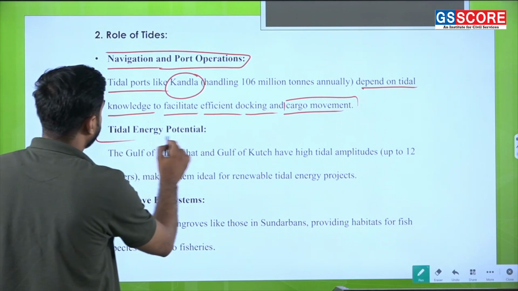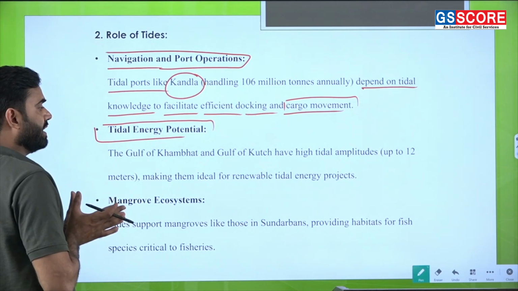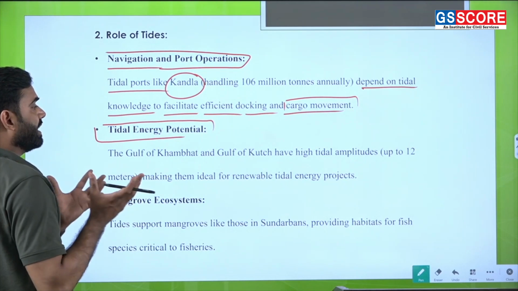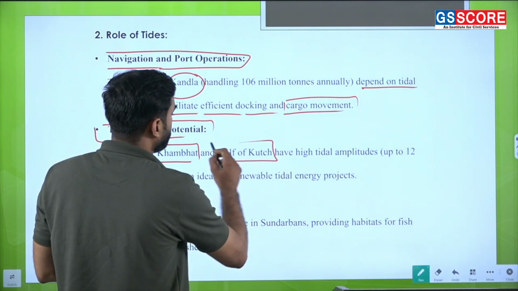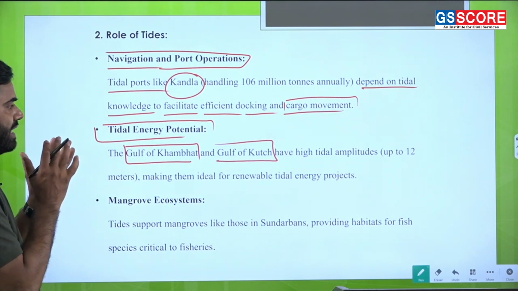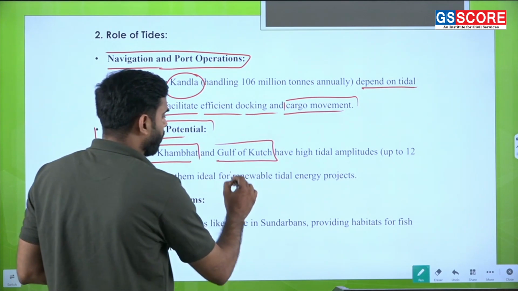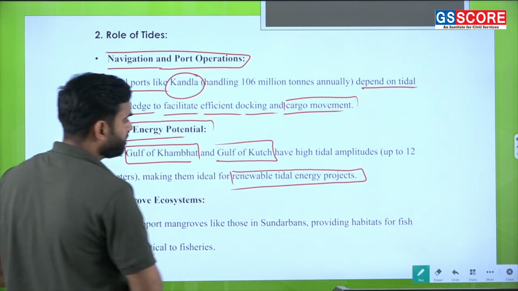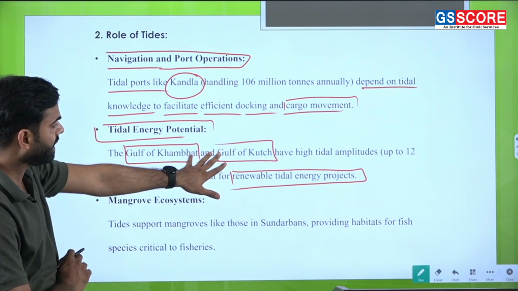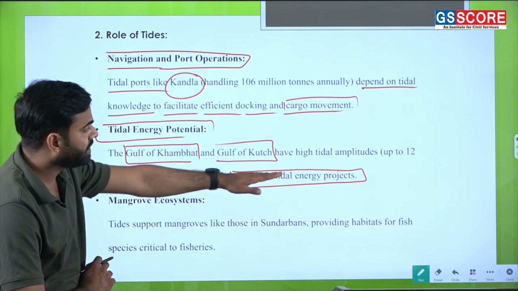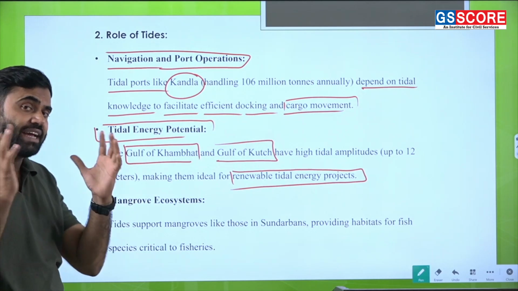Now I move toward the tidal energy potential. As we know, when we talk about the tides, these are very important for tidal energy, and these are the places: Gulf of Khambhat and Gulf of Kutch. High tidal amplitudes are found there, and these are very important for renewable tidal energy projects. So in two lines, I mentioned the locations of the particular area, and I also discussed renewable tidal energy projects. These are limited words giving maximum information.